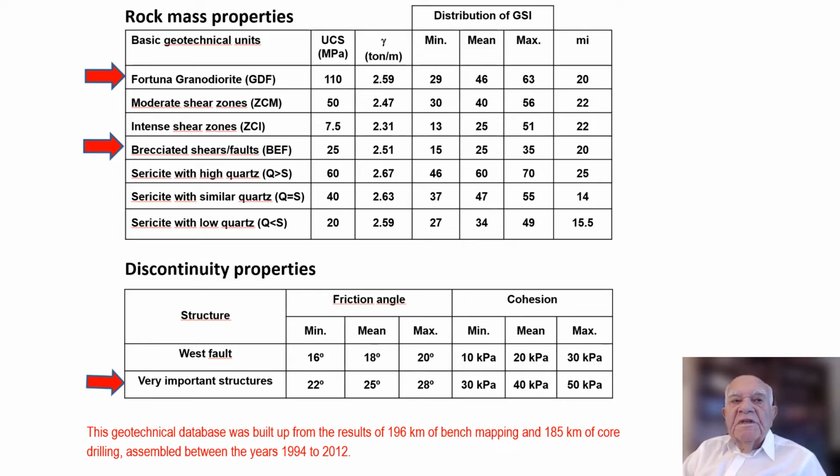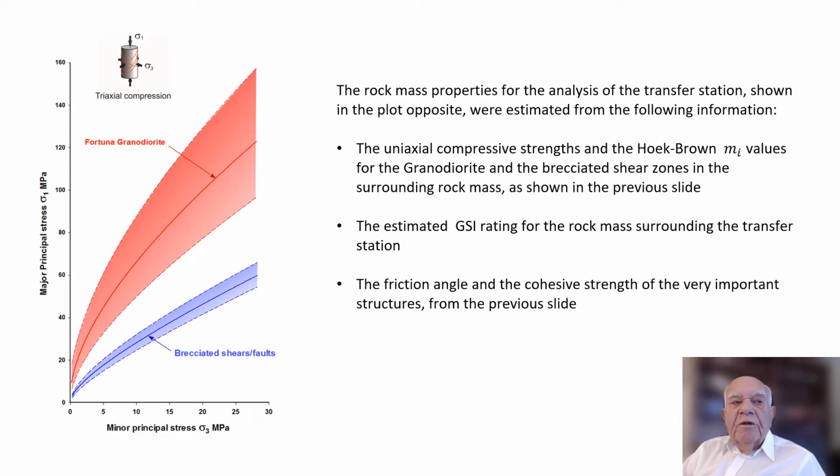This table presents details of the rock types used in the analysis of the transfer station in the east wall. Plots of the Fortuna granodiorite and brecciated sandstones included in the analysis of the transfer chamber are shown here.